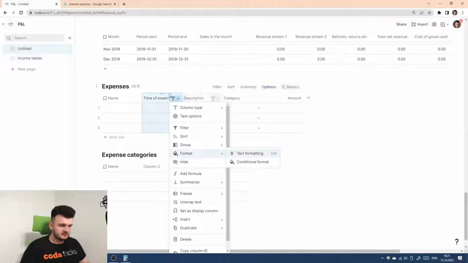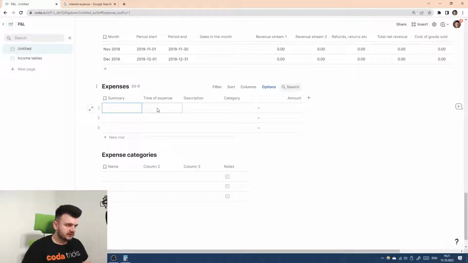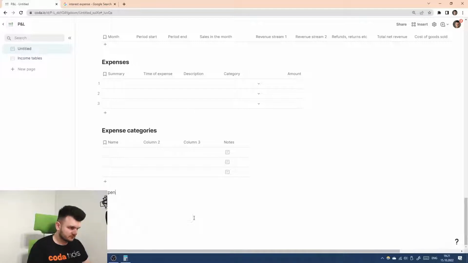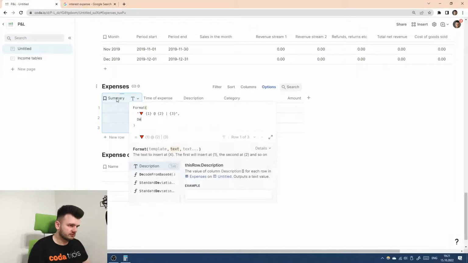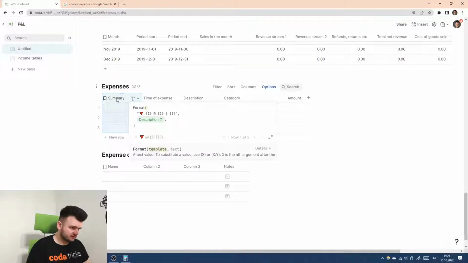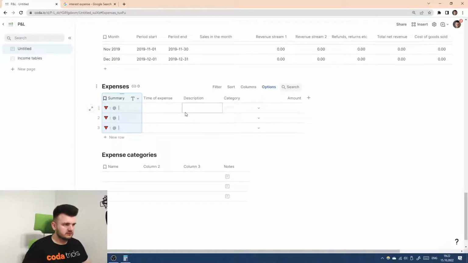So yeah, time of expense is a date, time, and again, summary, and it can be an emoji like this. So format emoji, description at time, and the amount. So this is going to be category name, description, time, and amount, and flatten it to text.